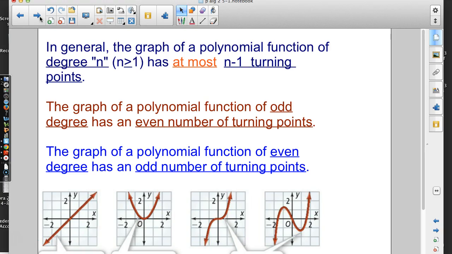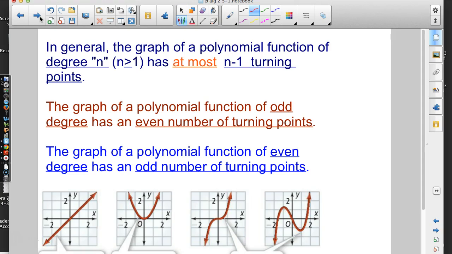Those are called turning points. Well, that'll help a lot, yes. Tables will help a lot. In general, the graph of a polynomial function of degree n, where n is greater than or equal to 1, has at most n minus 1 turning points. And you can look at all those x's behind it and get a feel for how it's got to work.